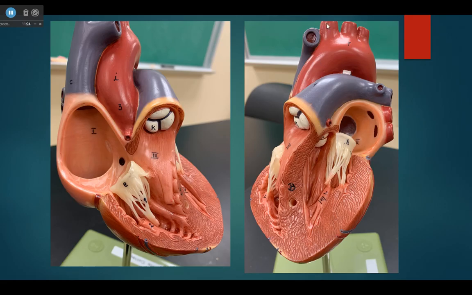And again, brachiocephalic artery, left common carotid artery, left subclavian artery. Again, we have the interventricular septum, we've got the apex, we've got the base. Layers, we're going to have the epicardium, the myocardium, and the endocardium.